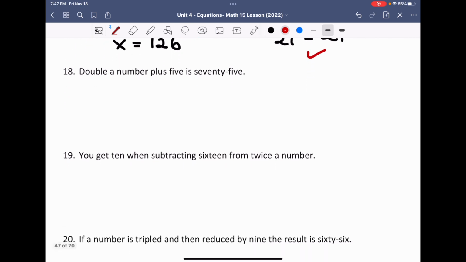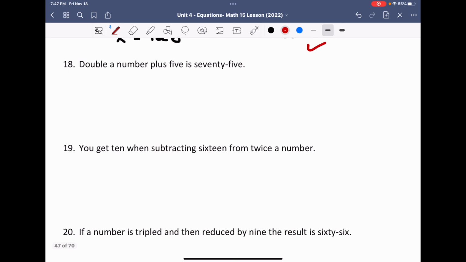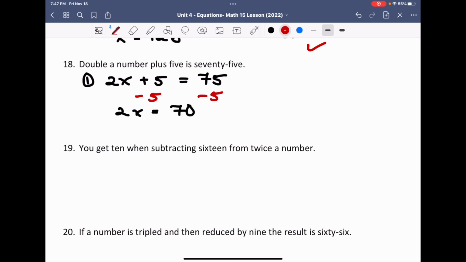Double a number plus 5 is 75. Well, to say double a number is to write it as 2 times that unknown quantity plus 5 should be equal to 75. If I subtract 5 from both sides, I'm going to be left with 2x is equal to 70. I divide both sides by that coefficient 2. Therefore, x should be equal to 35.